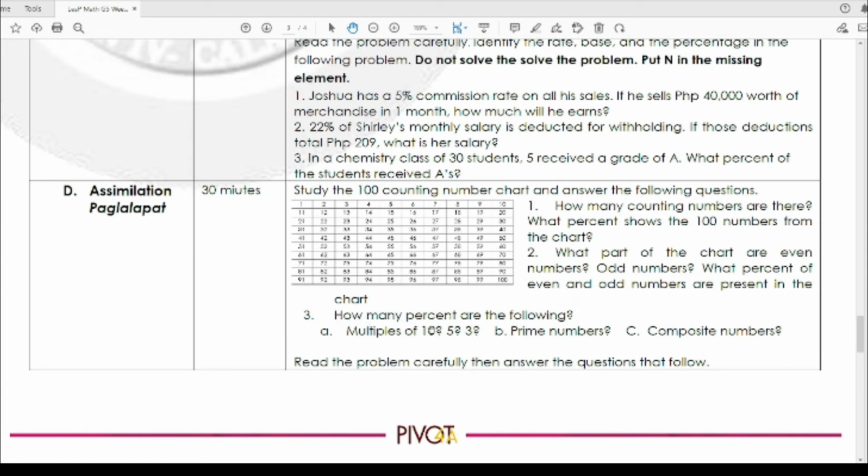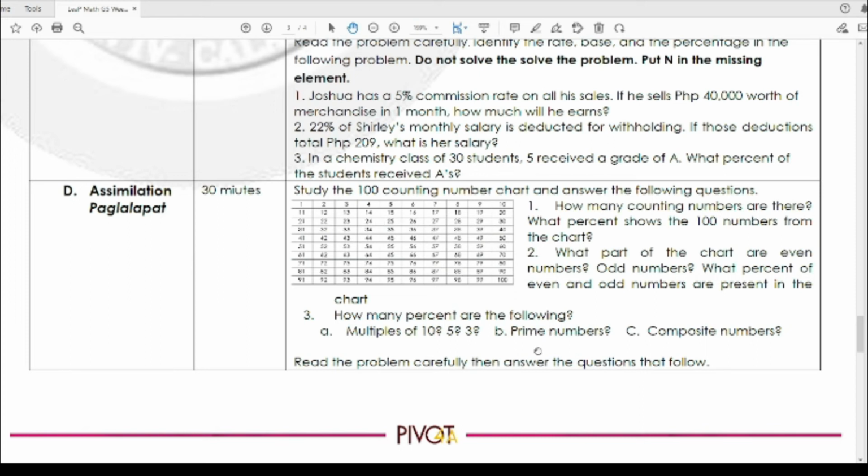Number 3. How many percent are the following? Letter A, how many multiples of 10 are in these 100 counting numbers? Multiples of 5 in 100 counting numbers, and multiples of 3 from 100 counting numbers. Letter B, you may now get the percentage of prime numbers. What are those prime numbers?